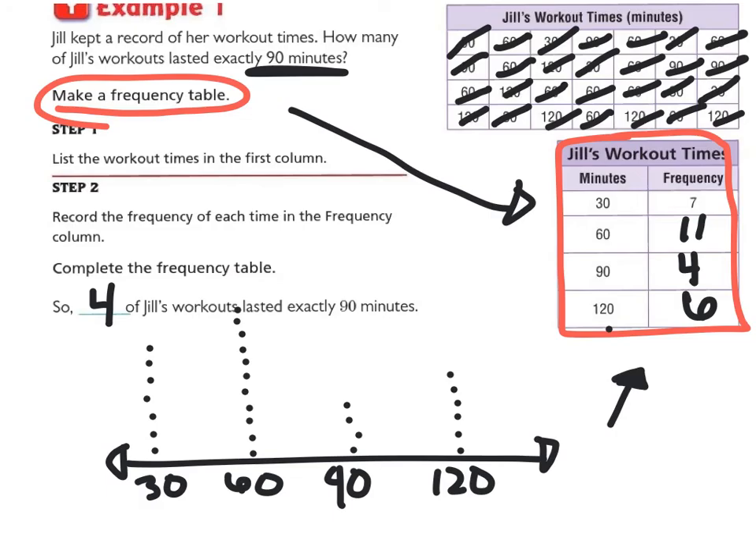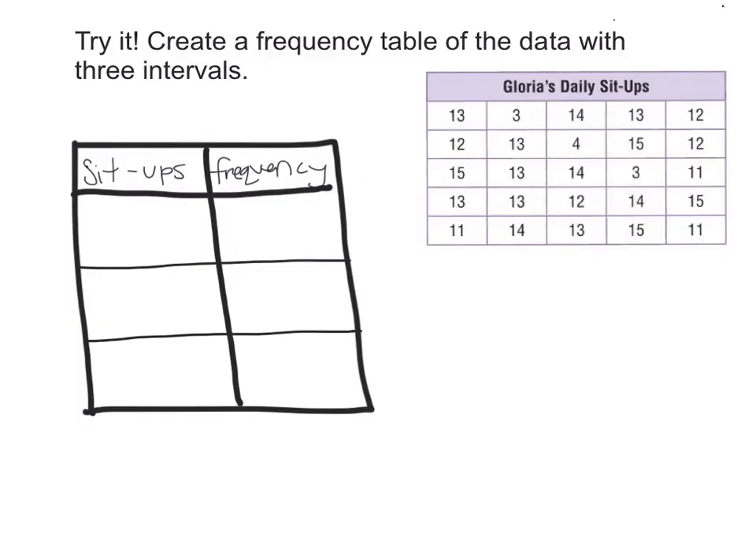Okay, so now I have a try it for you. Your try it problem, you're actually going to see Gloria's sit-ups again. This is the same set of data that we did in our first try it problem, but now instead of a dot plot, you're going to do it as a frequency table.